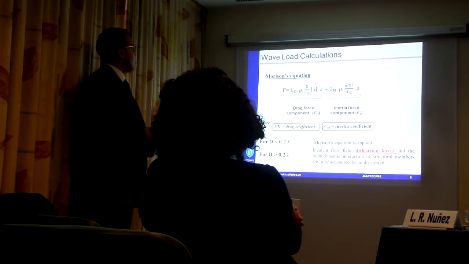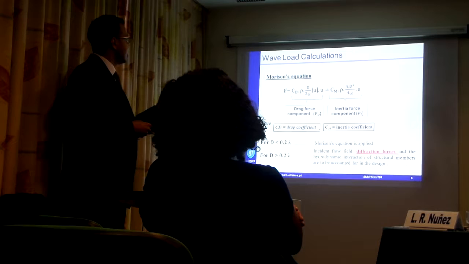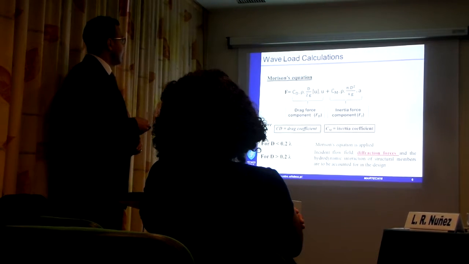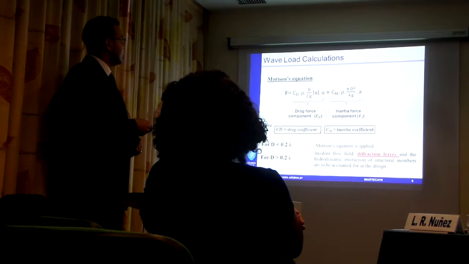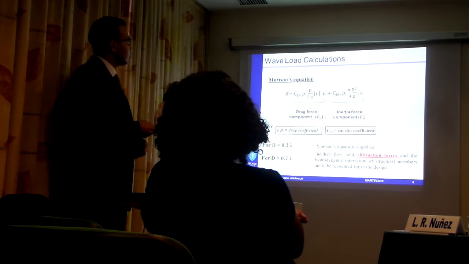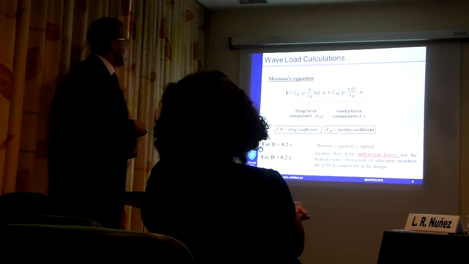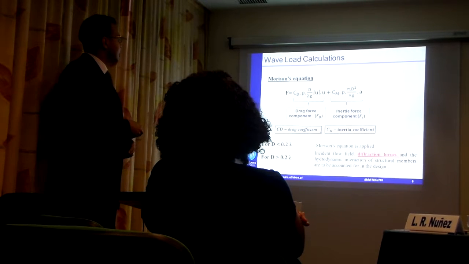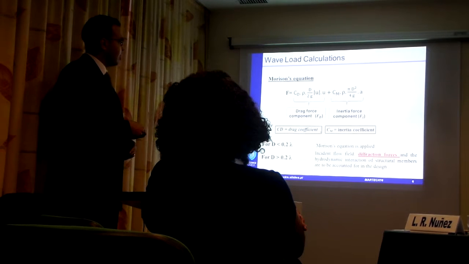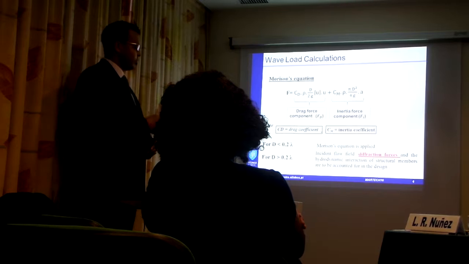To calculate the wave load, we will use the Morrison equation, which is composed of 2 parts, the drag part and the inertia part. CD is the drag coefficient and CM is the inertia coefficient. U and U dot are the water kinematics, velocity and acceleration. If the diameter of the member is less than 20% of the wavelength, the Morrison equation is applied. But if it is not, diffraction force must be taken into account.